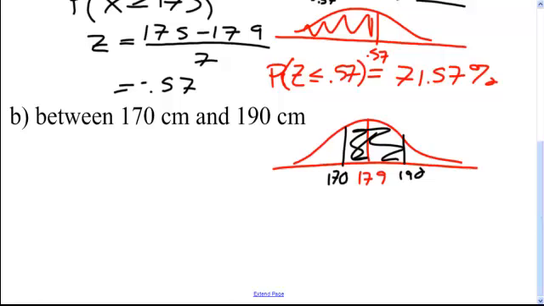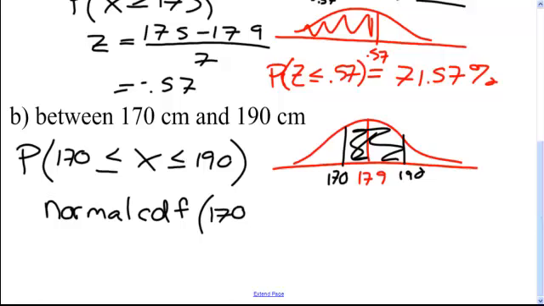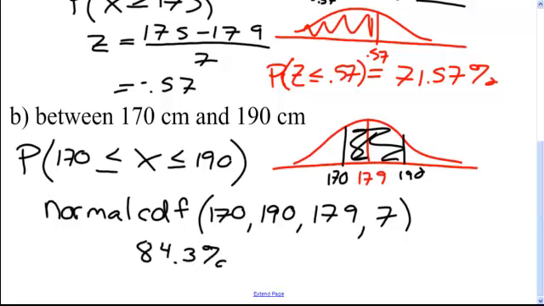Or we can put this into our calculator. So if I want the probability that x is greater than or equal to 170, but less than or equal to 190, this is a normal distribution. So normal CDF. My beginning value, 170. My ending value, 190. My mean, 179. And my standard deviation of 7. Type that into your calculator. You get 84.3%.